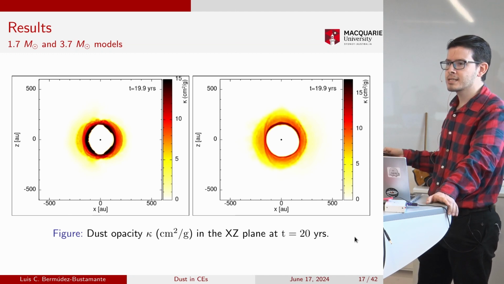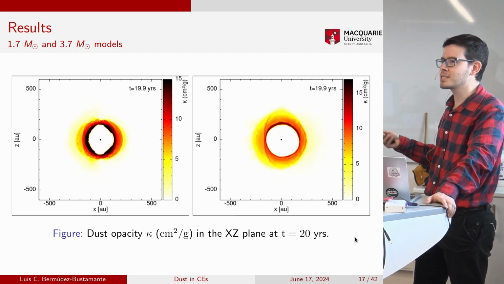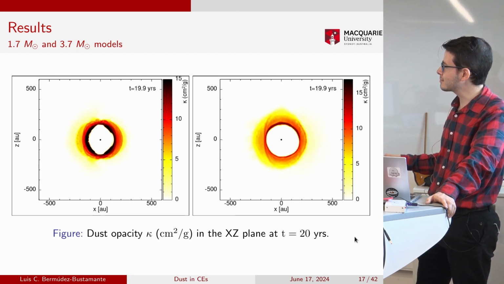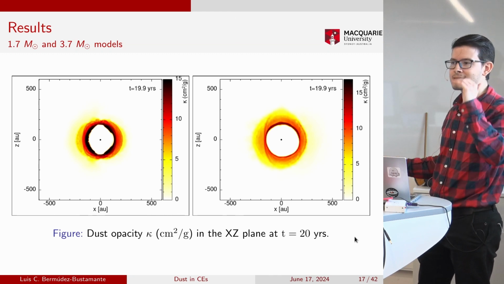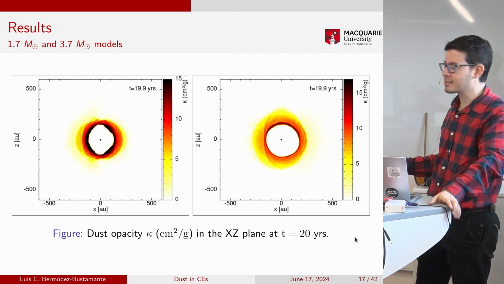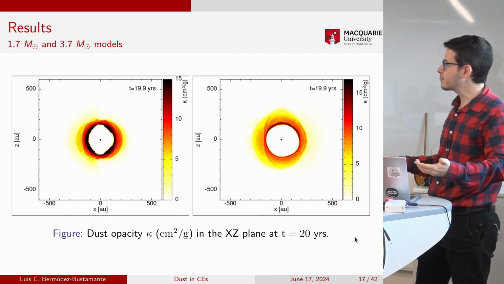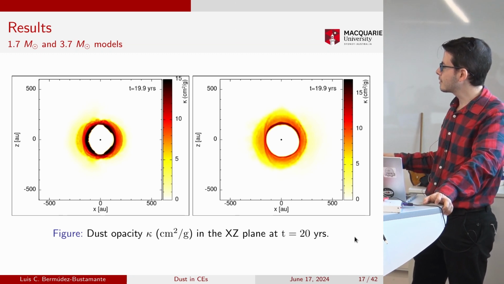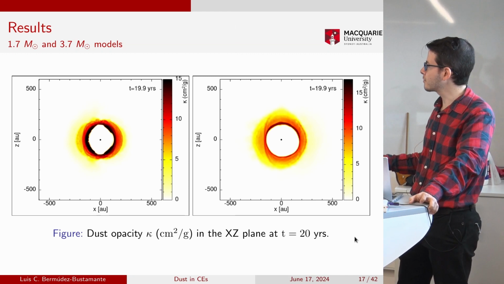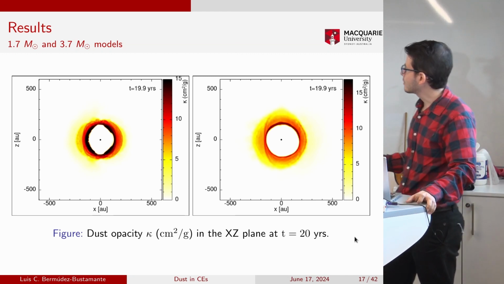And that is because the gravitational effect of the companion is stronger in this case. These two simulations have the same companion star, the companion star has the same mass, but here the gravitational effect by the companion is stronger. So the dust formation is going to be preferred along the equatorial plane.